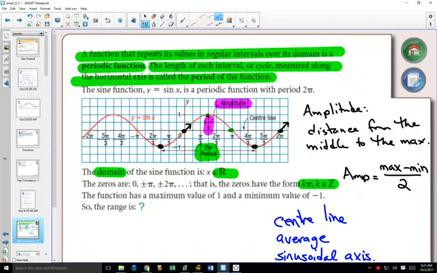Center line is good for you? Yeah, I think center line is good. Oh, saying sinusoidal is so much fun. No.